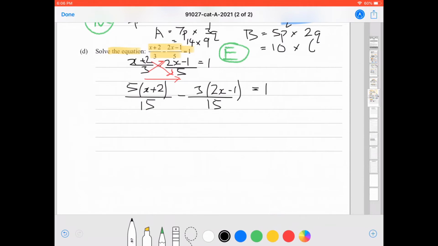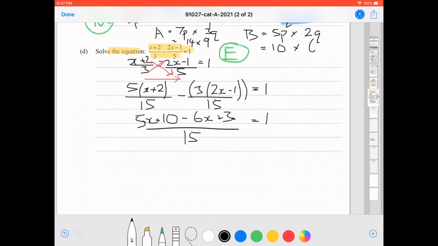Now we can expand our brackets. We've got 5x plus 10. At the same time, we'll combine into a single fraction now. It's minus 6x, we can even put another set of brackets, minus 6x, and this is actually positive 3. Knowing our fraction rules, we just say this is all over 15. Equals 1.